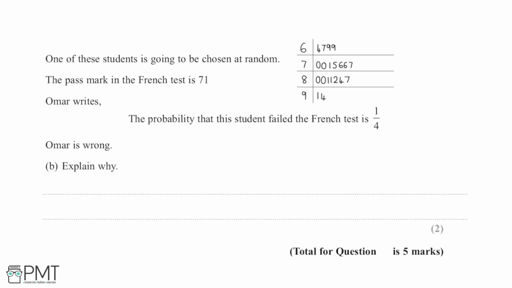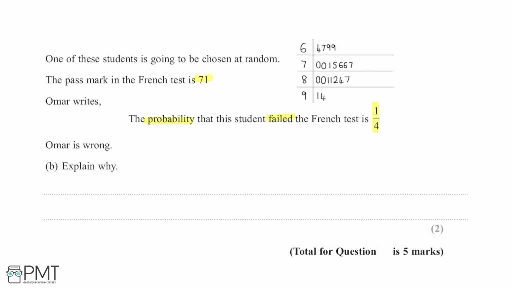So now we're told that one of the students is going to be chosen at random. We're told that the pass mark in the French test is 71. We're then told that Omar writes that the probability that this student failed the French test is 1/4. We're told that Omar is wrong and asked to explain why. So to go about this question, I'm going to try and find the probability that the student failed and compare this to 1/4 and show that it isn't 1/4. So if the student gets a mark less than 71, it's going to be a fail. So any mark up to 70 is going to be a fail.